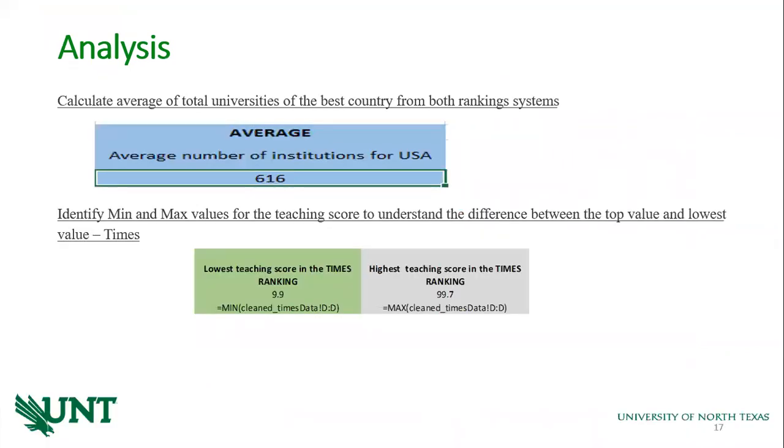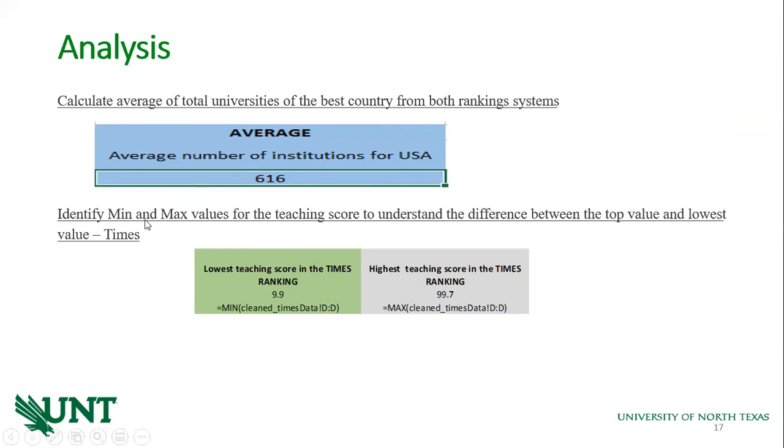And then I calculated the average total number of universities for the best country in both ranking systems. As we saw earlier, USA has the most universities in both ranking systems. So this is the average total number of universities from both ranking systems for USA.